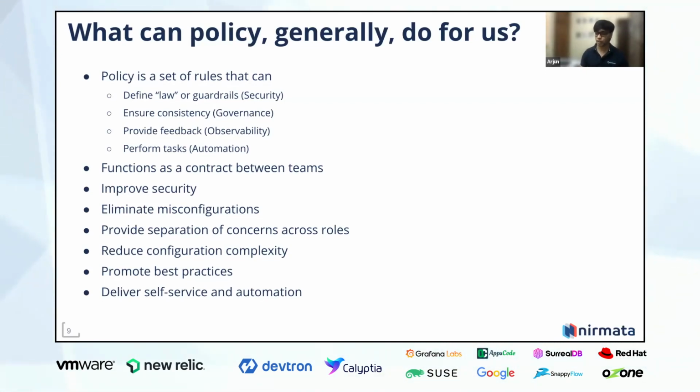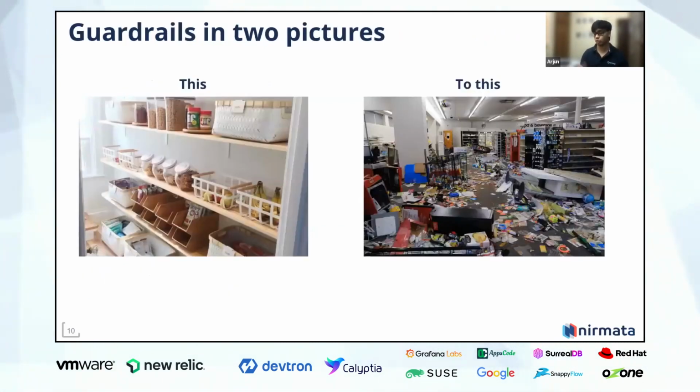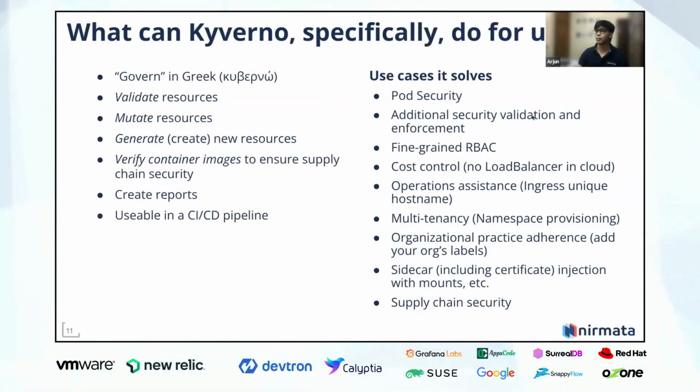So let's dive into, okay, before that, let's look at this picture, right? On the left, you have a very organized system. On the right, you have wreaked havoc. And this is basically what you have when you don't have guardrails, when you have a very large system but you don't have policies, let's say, right?